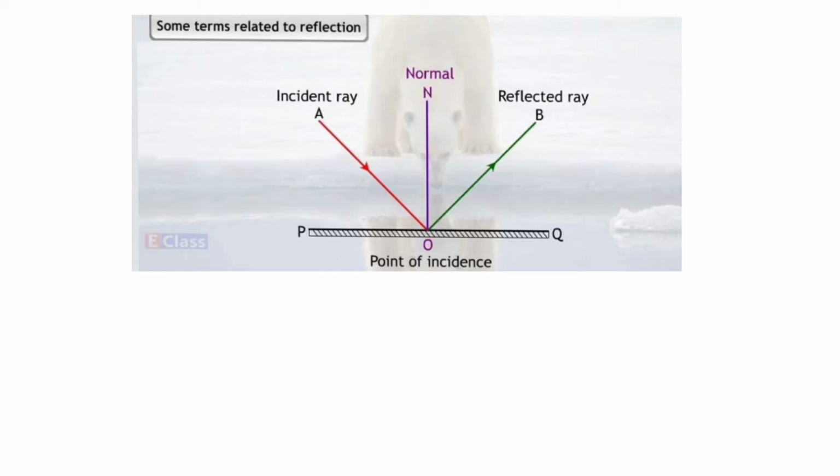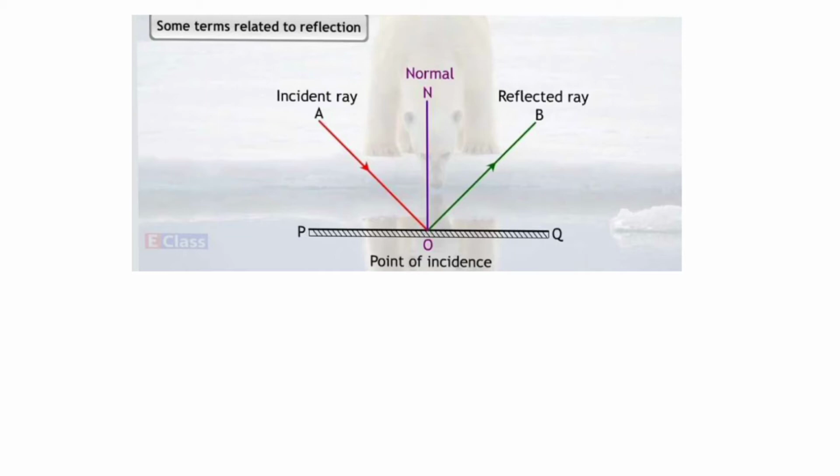So the ray of light came here and then it is getting reflected. So that is the reflected ray. That means the red color is the incident ray and the green color is the reflected ray. Can you see the arrows, how they are drawn? This is very important. This diagram can come in your exam.